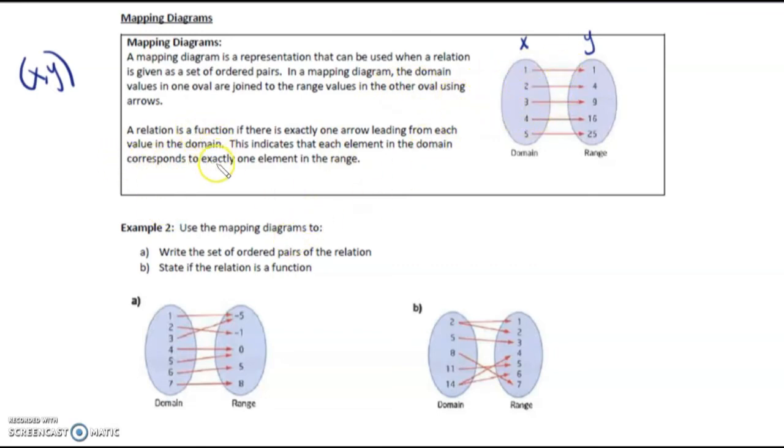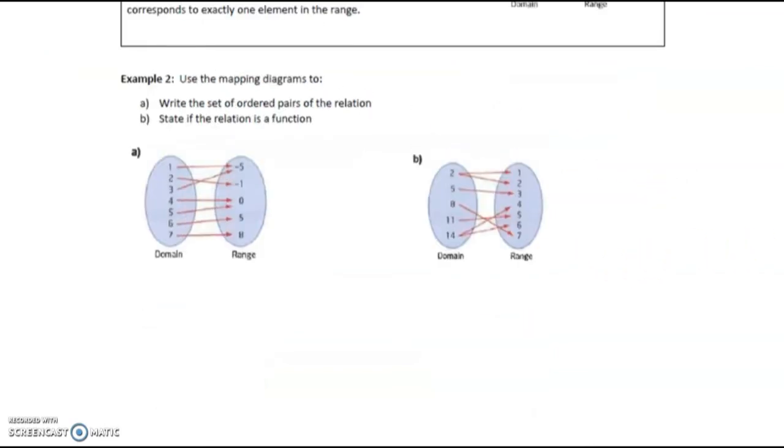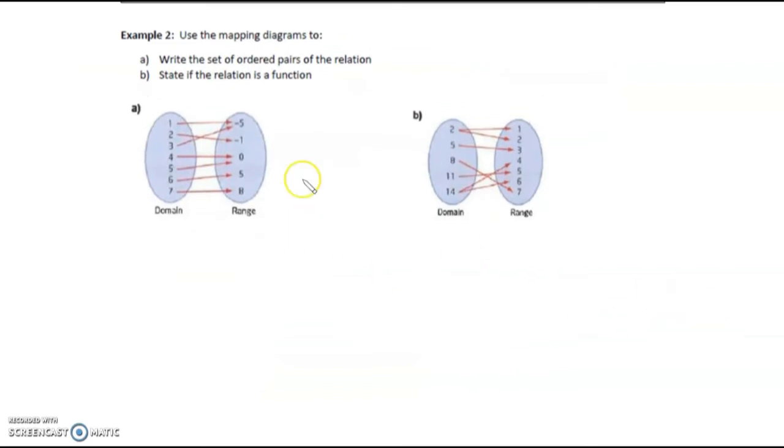A relation is a function if there's exactly one arrow leading from the value in the domain to the value in the range. All right, so let's do an example. Use the mapping diagrams to write the set of ordered pairs and then state whether the relation is a function.